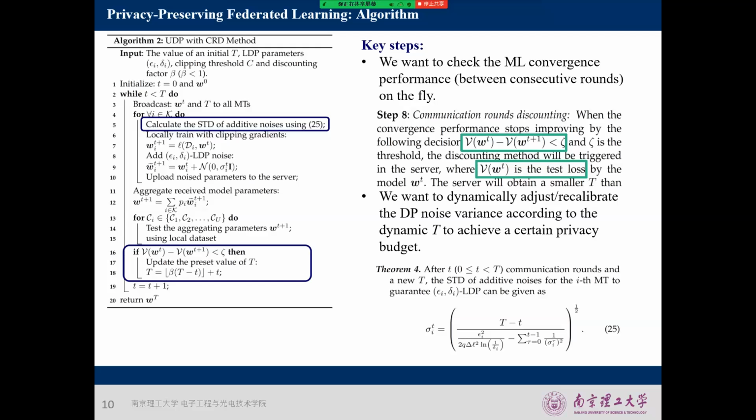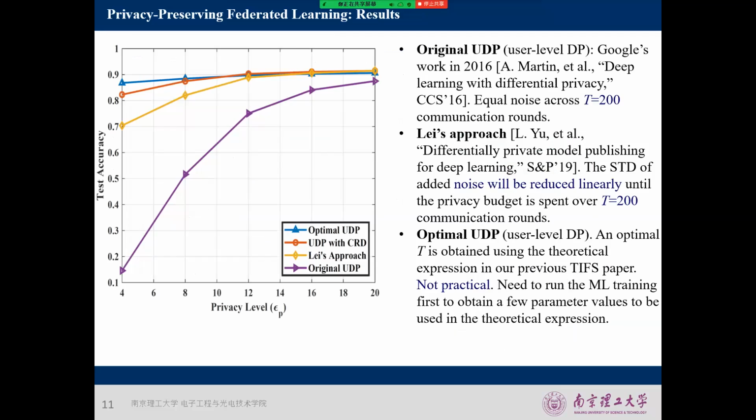During the aggregation, we can find that if over two communication rounds the learning performance is not increasing, we can decrease the T. If we decrease the total number of communication rounds T, we can decrease it by this equation. Now we can recalculate the STD in the rest of the communication rounds, so we obtain a new STD here.